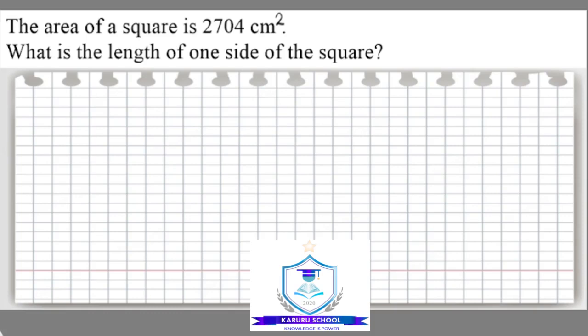In today's presentation, we are going to tackle the following question. The area of a square is 2704 centimeters squared. What is the length of one side of the square?